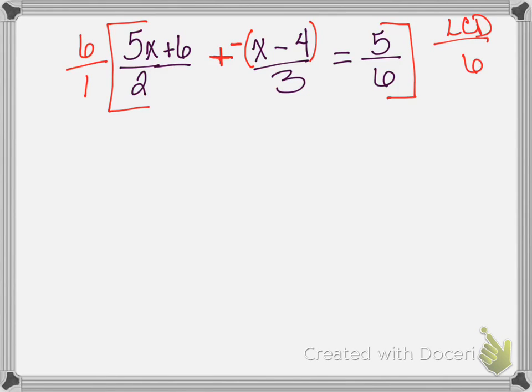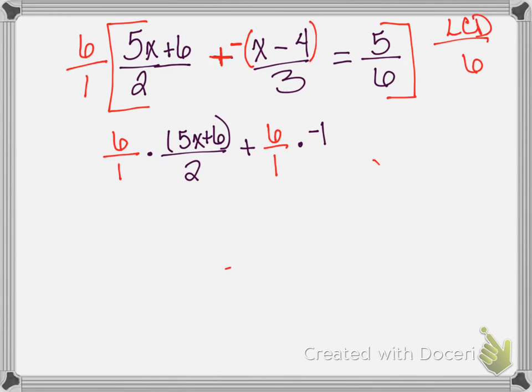Okay, I want to do this step so we make sure we're on the right track. 6 over 1 times 5x plus 6. Keep that in parentheses. It keeps you honest. Plus 6 over 1 times negative 1. Okay, that negative, it's just like a negative 1. So you can distribute it the same way you would distribute a negative 1. You just don't want to lose that negative. Okay, and then I've got 6 over 1.